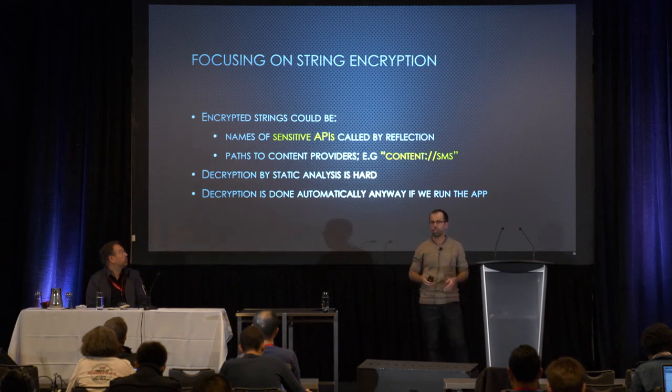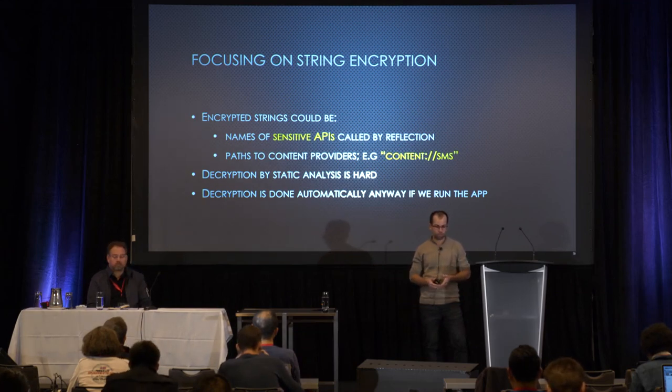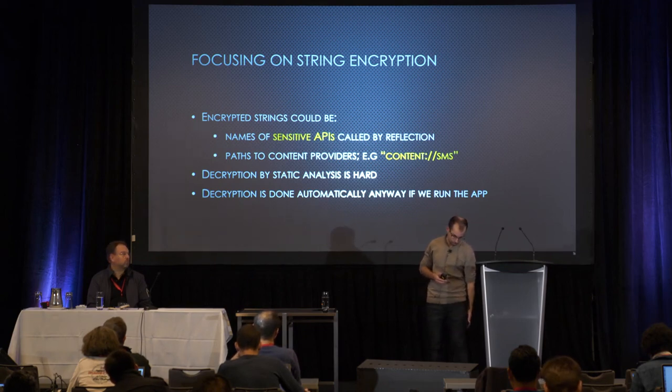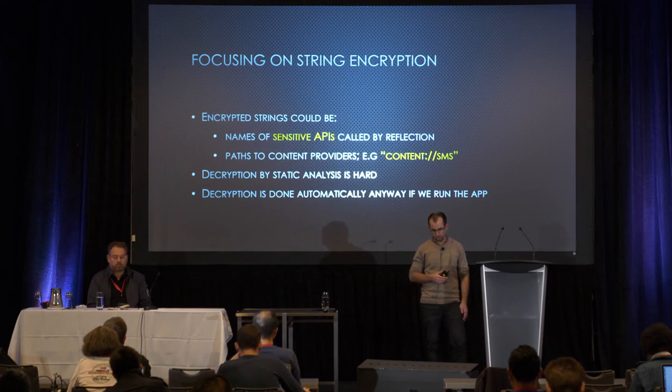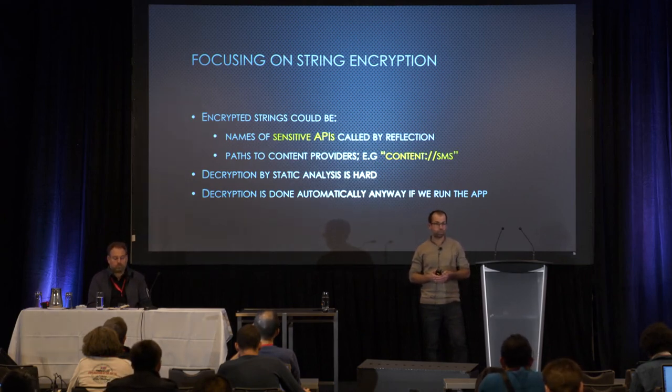And what do I mean by that? Suppose an app wants to use a sensitive Android API, and it wants to do so in a hidden manner. So instead of just calling a function with a regular function call, it can call it with reflection and encrypt the name of the class and method that compose the API. And so static analysis can't follow this API call. Also, many other kinds of interesting strings can be encrypted, like paths to content providers that provide access to sensitive user data, like text messages.